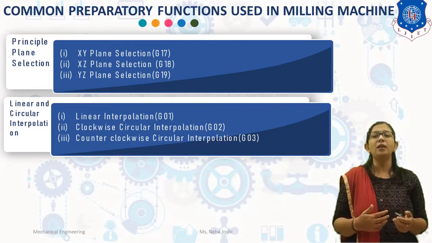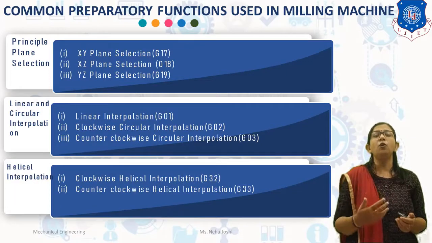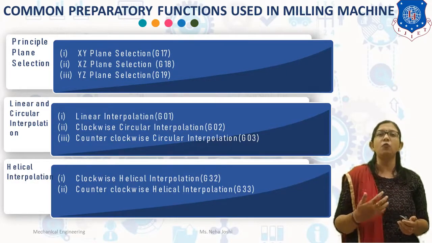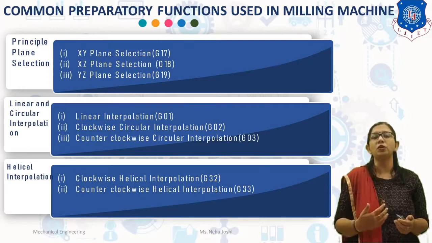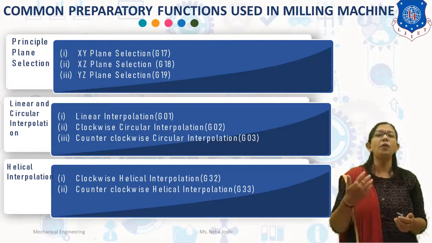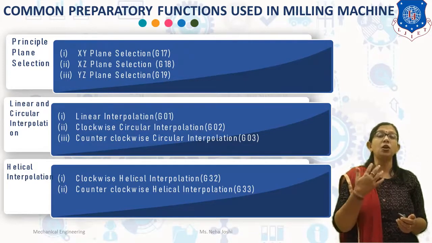Next one is helical interpolation. Now, for clockwise helical interpolation, G32 code is used, and for counterclockwise helical interpolation, G33 code is used. So these are the common preparatory functions which are used in CNC milling.